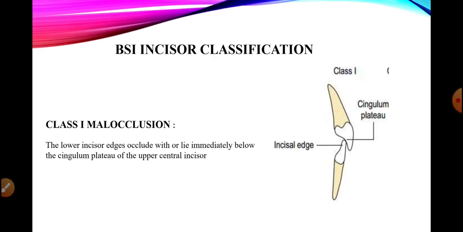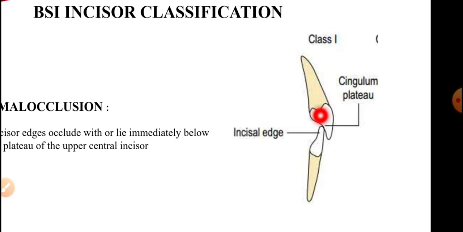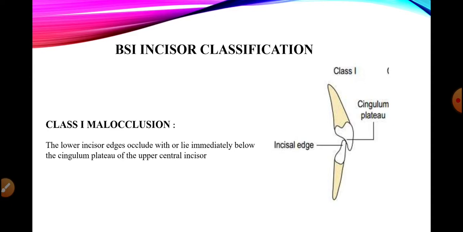So, according to BSI, class 1 malocclusion is classified as when the lower incisal edge, this is the lower incisal edge, occludes with or lies immediately below the cingulum plateau. That is the cingulum plateau, and this is the range where it should be present. If it occludes with or lies immediately below the cingulum plateau of the upper incisors, then it is classified as class 1. According to BSI, if the lower incisal edge is lying immediately below, or is occluding with the cingulum plateau, we classify it as class 1.